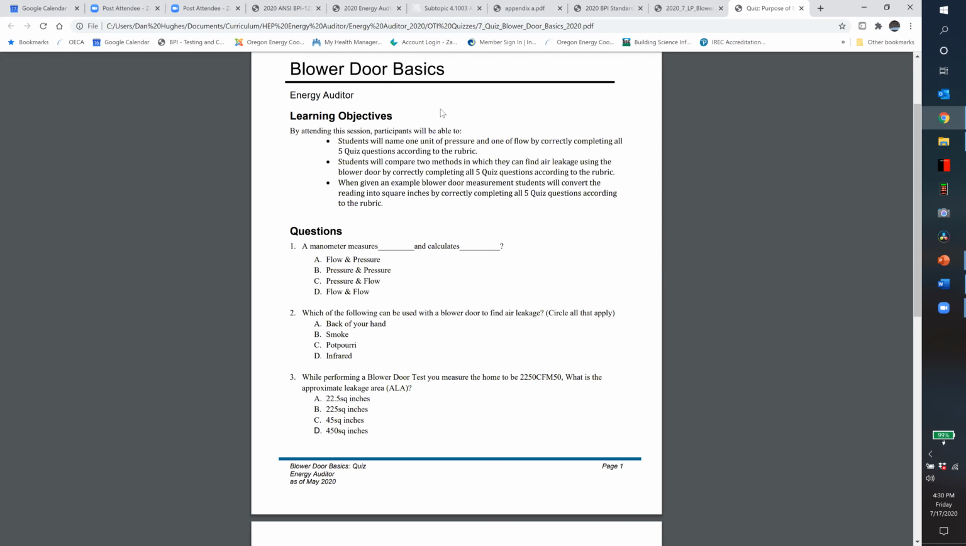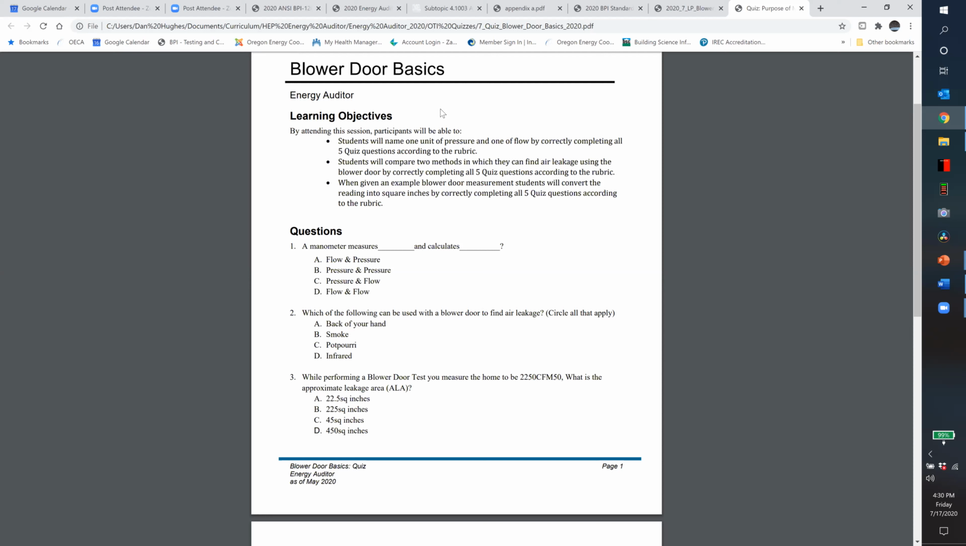So let's go through these questions. The first one: a manometer measures blank and calculates blank. Who wants to volunteer for this one? C. C is correct. Measures only pressure, but calculates flow. Good.